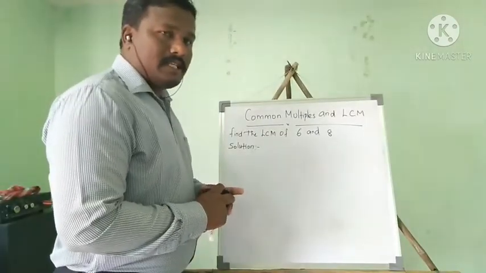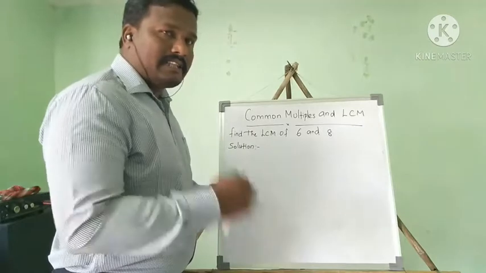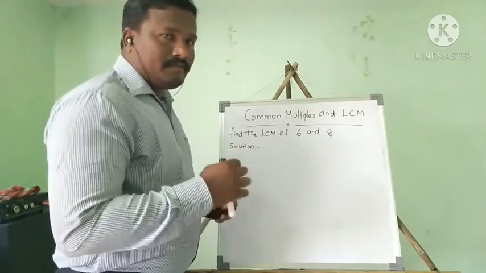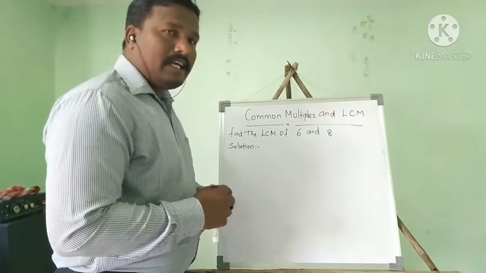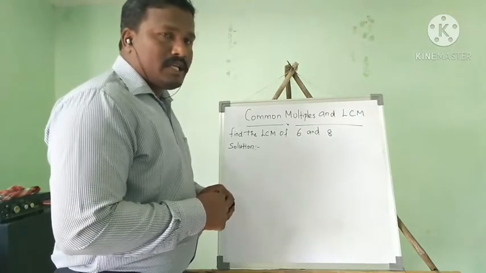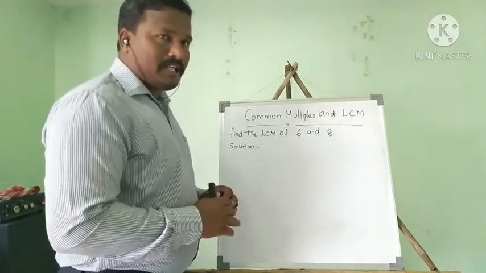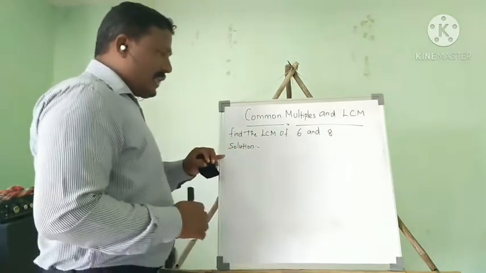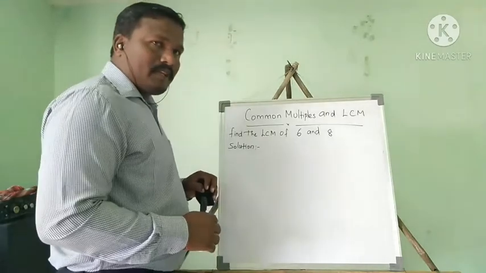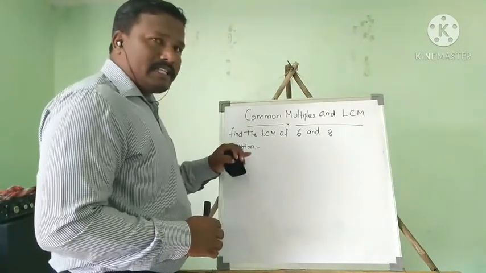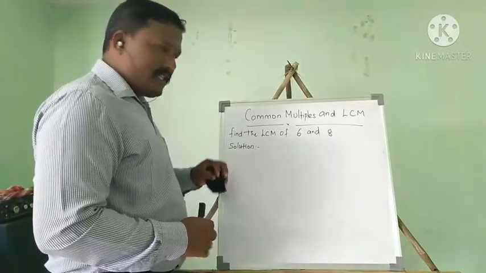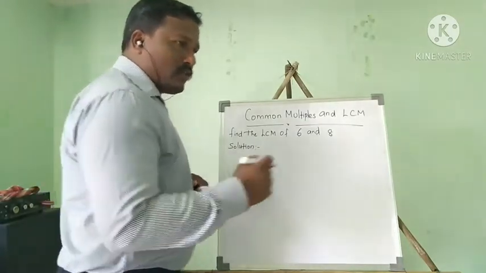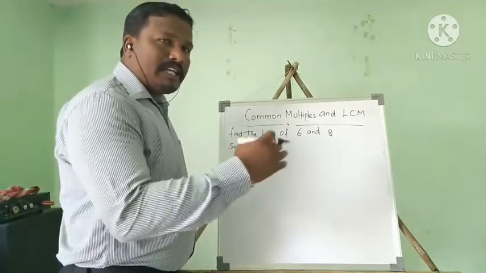Welcome students. Let me take another example to find the LCM. Find the LCM, lowest common multiple or least common multiple. Let me try another example. So I will take 6 and 8. Now I am going to find out the LCM of 6 and 8. Solution: first I am going to find out the multiples of 6. So I told you, we have to say the table of 6.